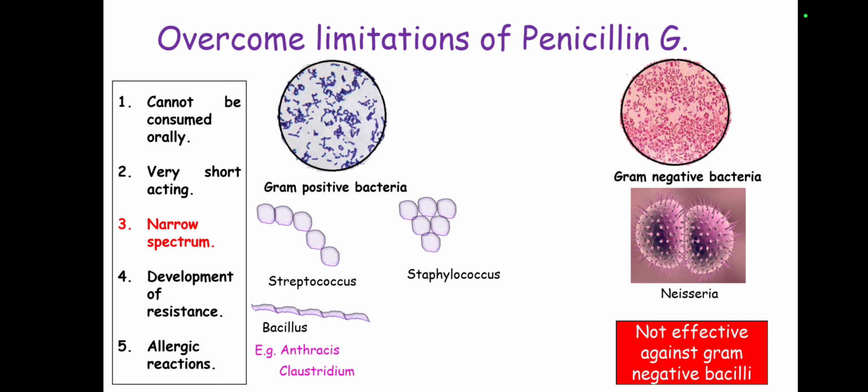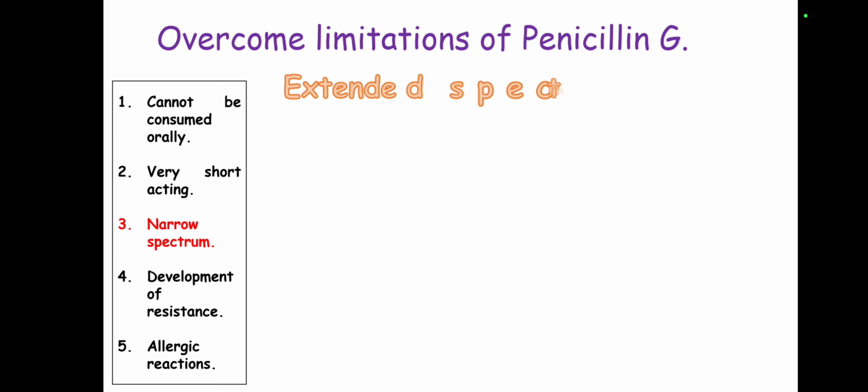Its main action is against gram positive bacteria. Now the solution to this is we have developed newer penicillins which are effective even against gram negative bacteria, and these newer penicillins are called the extended spectrum penicillins, or simply they are also known as wide spectrum penicillins. The name only says their spectrum is wide, means they can also inhibit gram negative bacteria.